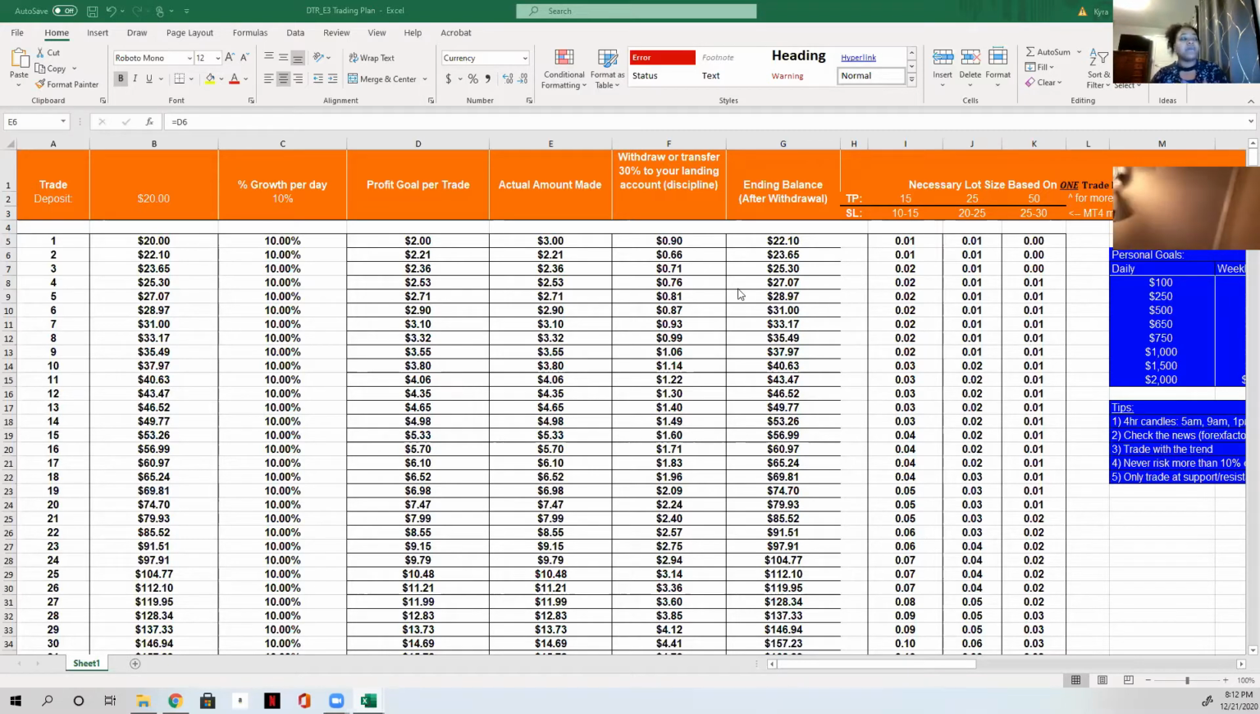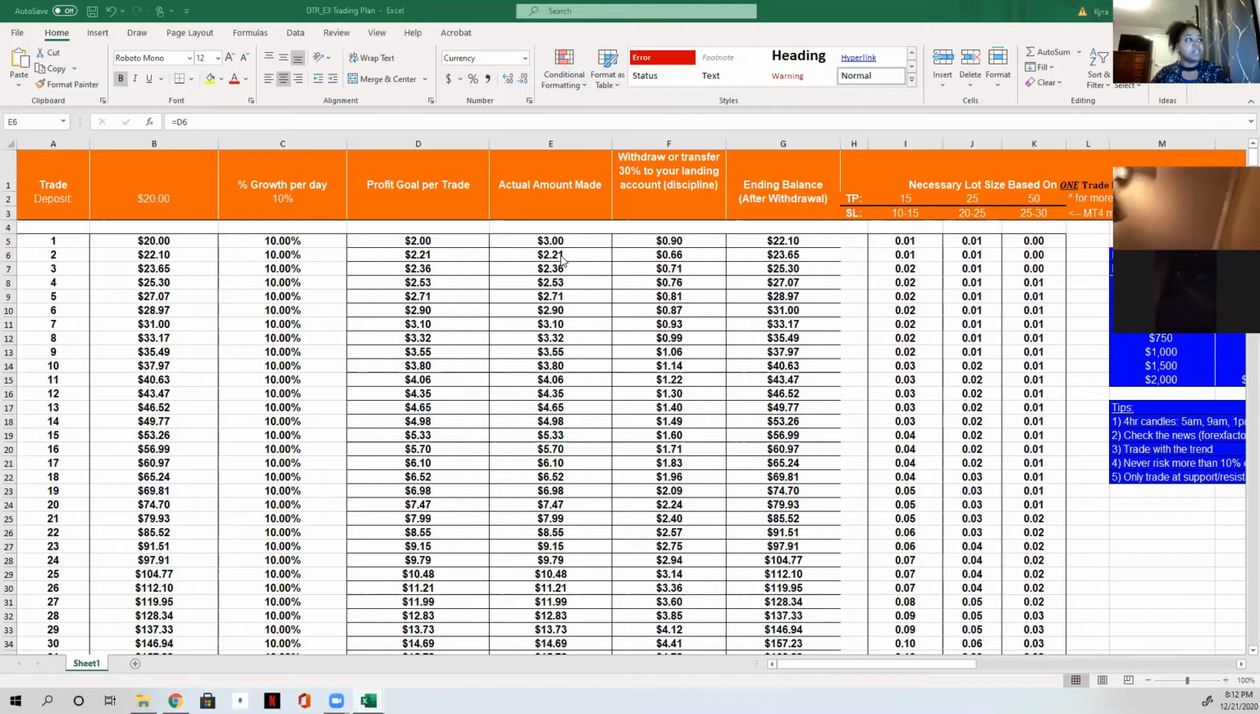So cool. Our first trade, we went a little bit over our trading goal, which was $2. We made $3. We took out 90 cents. Our balance now in our account should be $22.10, right? Awesome. We will continue to follow this down. Our next trade, we're starting at $22.10. Again, this is our profit goal, $2.21.